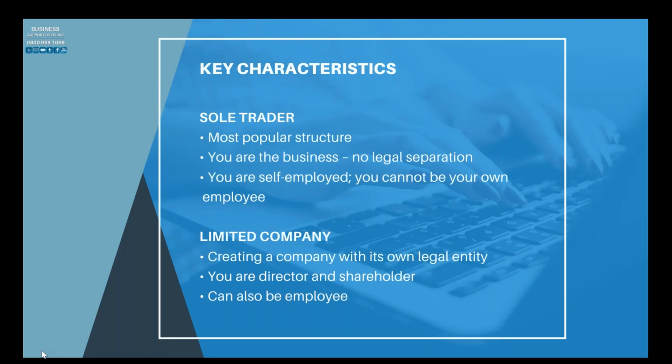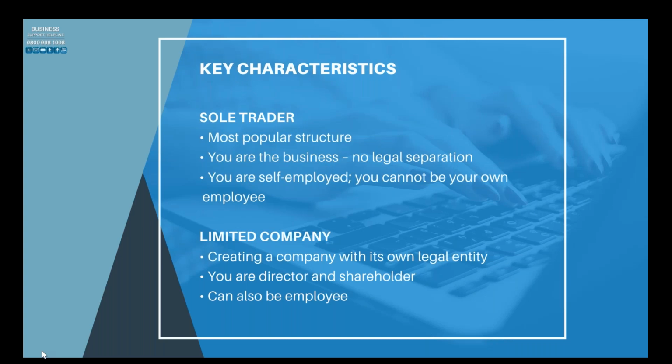So let's have a look at the key characteristics of each structure. This will give you a better idea of the overall purpose and requirements of each and the main differences between the two. So a sole trader is essentially someone who is self-employed and therefore is the sole owner of their business. It's the simplest form of business structure, which is probably why it is the most popular type of business in the UK. There's no legal separation between you as the business owner and the business itself. So in effect, you are the business.